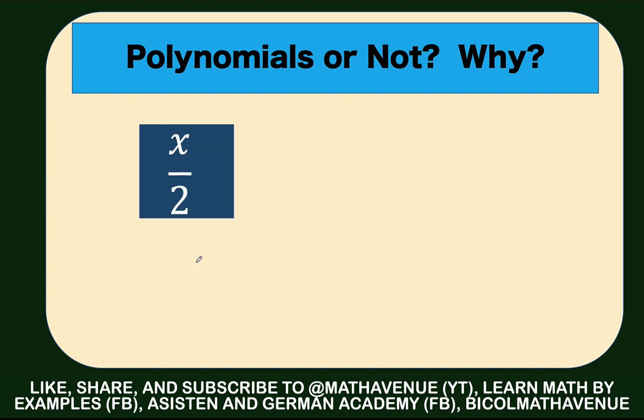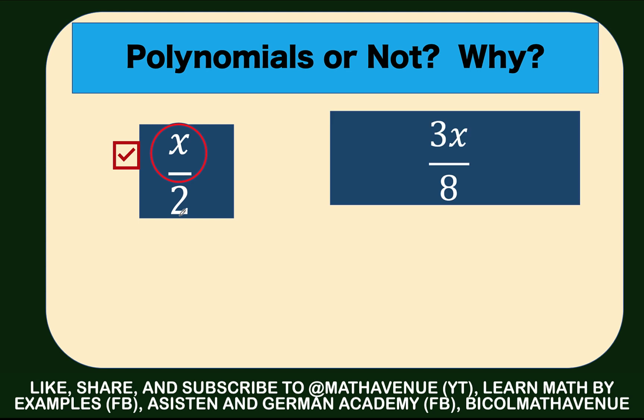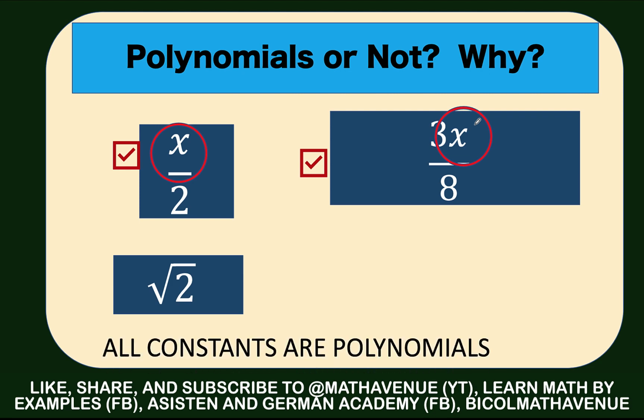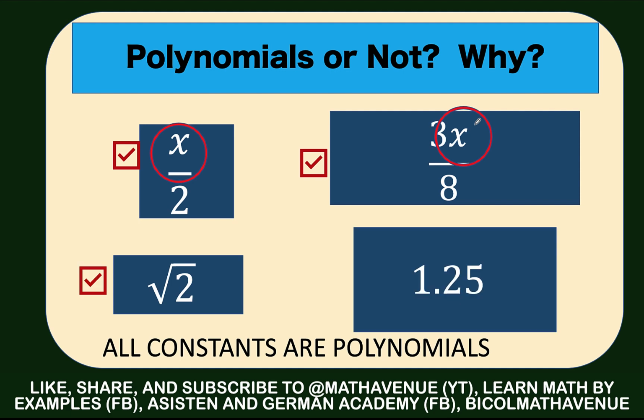How about x over 2? Again, look at the variable x. Its exponent is 1. It's positive. And the division is division by a constant. So this is not a violation. This is a polynomial. Only when this denominator is a variable do we say this is no longer a polynomial. 3x over 8 is also a polynomial because the variable x has an exponent of 1. Square root of 2 is a polynomial because this is a constant and all constants are polynomials. 1.25 is also a constant. In decimal form, this is still a polynomial.